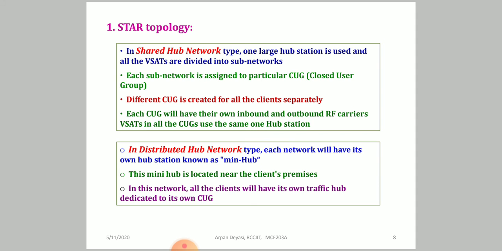Each subnetwork is assigned to a particular CUG. CUG means closed user group. Okay, and different CUGs are created for all the clients separately. So if you have more than one client, then you require more than one CUG. The CUG to client mapping will be 1:1.